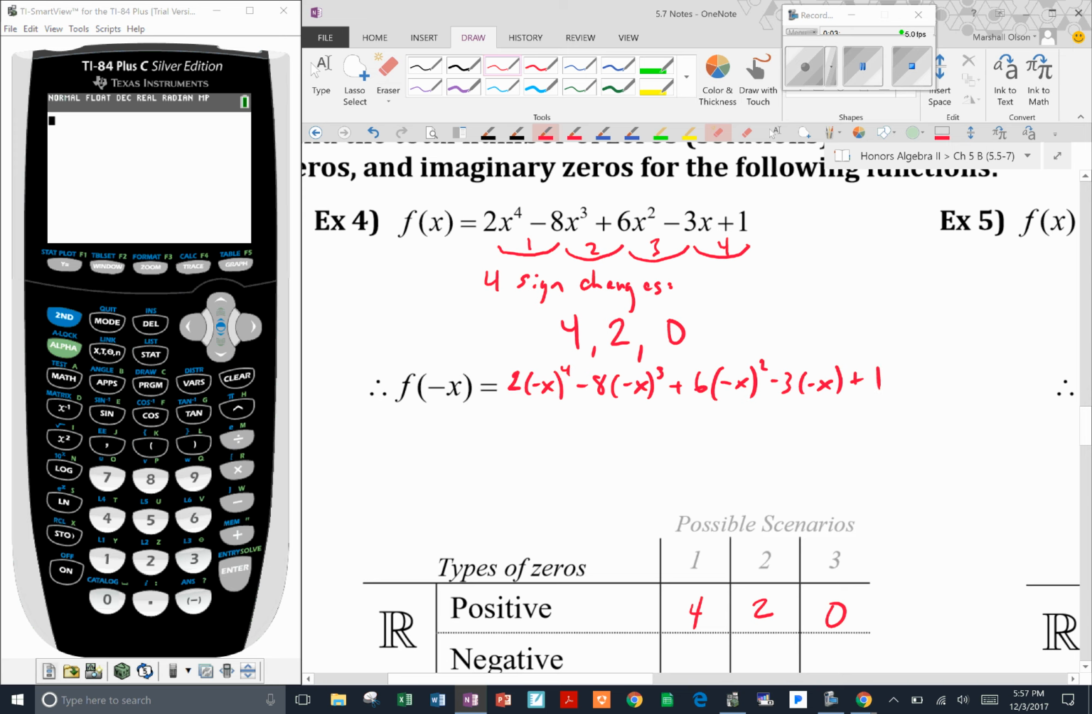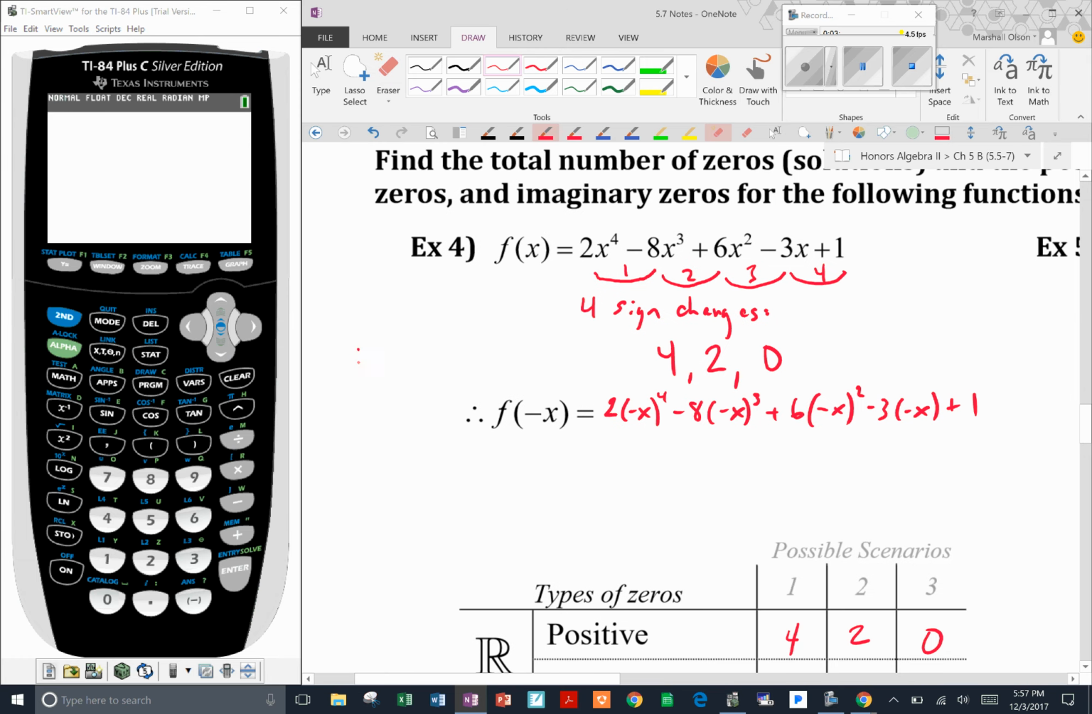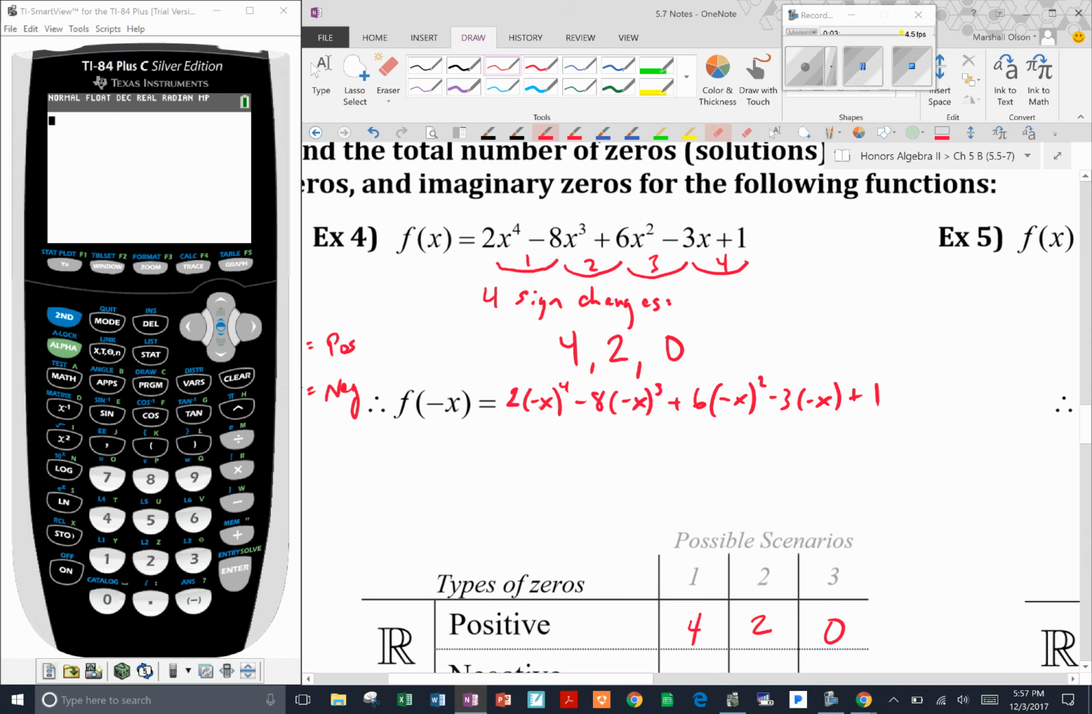We simplify this function. Now remember, when we take a negative value to an even exponent, it will become positive. But a negative value to an odd exponent is negative. So let's look at this here. Negative x to the 4th is going to be x to the 4th. So we have 2x to the 4th. Negative x cubed is negative x cubed, times negative 8 is positive 8x cubed. Negative x squared times 6 would just be plus 6x squared. Negative 3 times negative x is positive 3x. And then we have plus 1.